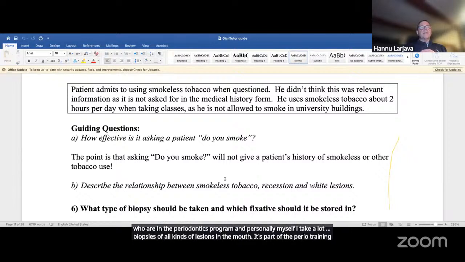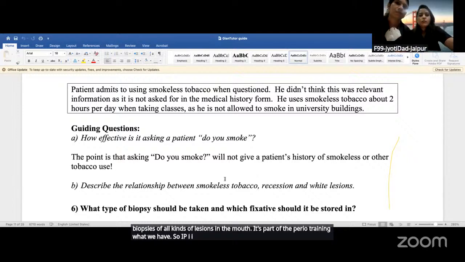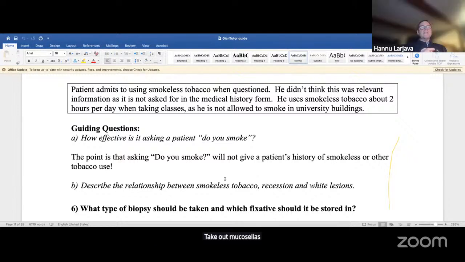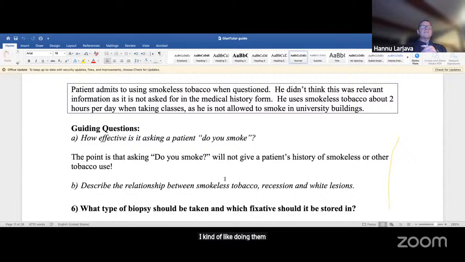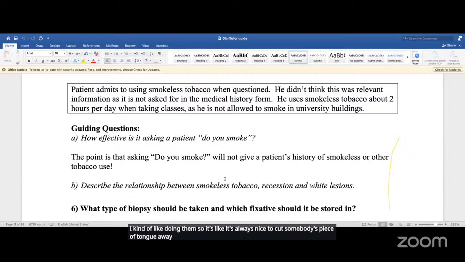So I take out mucoceles from the lips, and small salivary gland lesions. I take leukoplakia lesions all the time. Pyogenic granulomas, all kinds of lesions are referred to our office, and that's part of what periodontists do. Not everybody likes doing them, so I kind of like doing them. So it's always nice to cut somebody's piece of tongue away, so to speak.